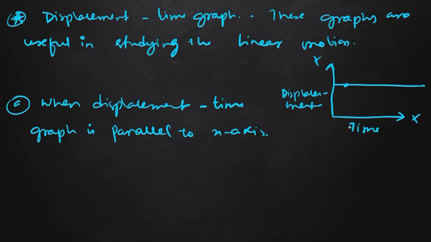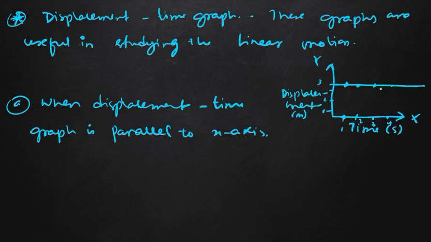Suppose we write time in seconds: 1, 2, 3, 4 seconds like this. And suppose displacement is in meters: 1 meter, 2 meter, 3 meter, 4 meter. The graph is parallel, so at time equal to 1 second the position is at 3, at 2 seconds the position is again 3, at 3 seconds the position is 3, and at 4 seconds the position is 3.